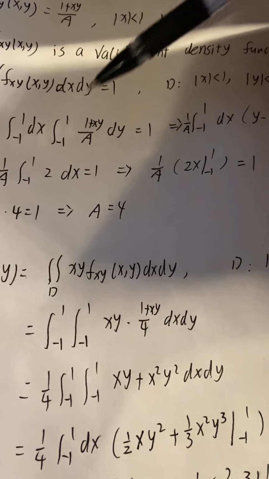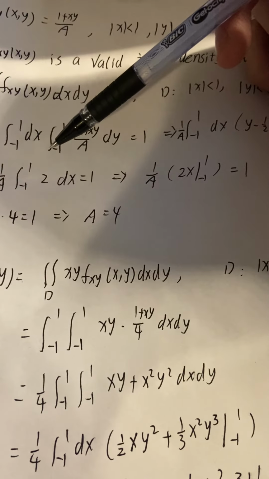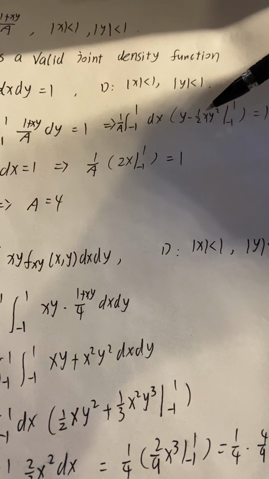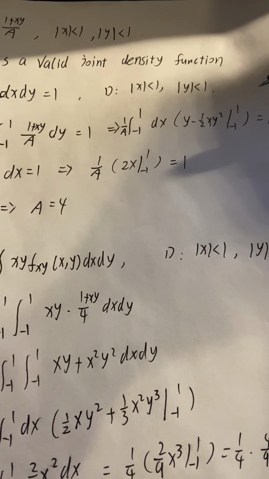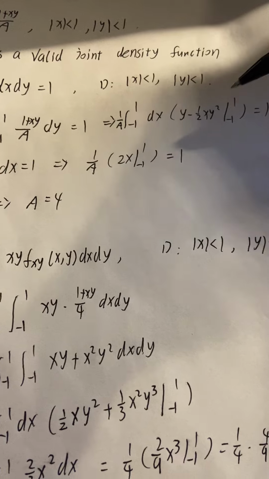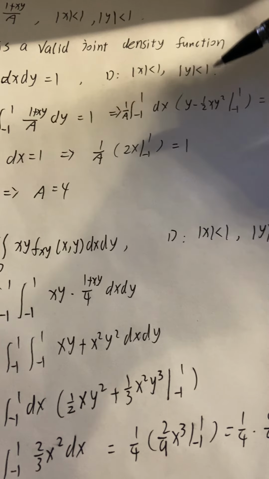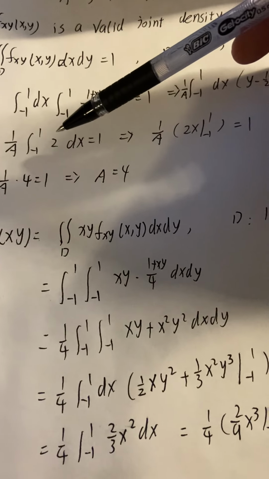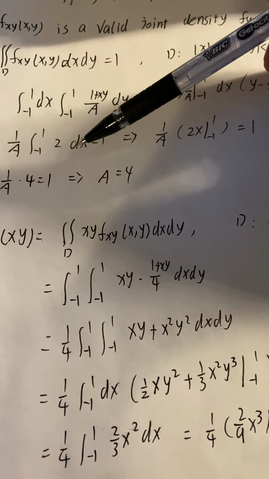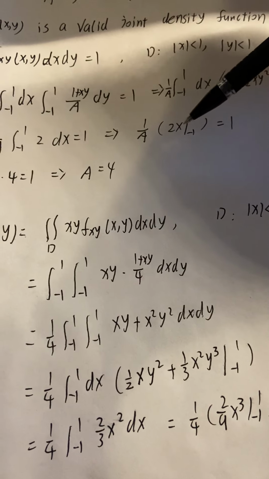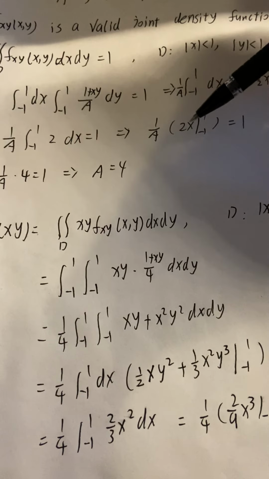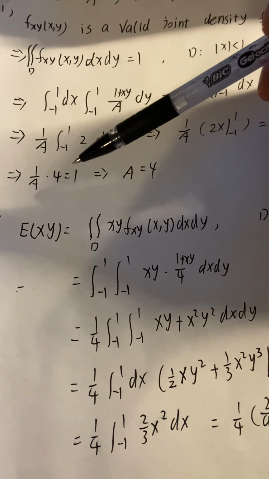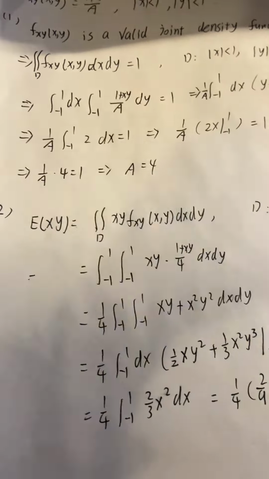We calculate this integral first, and it will be y plus 1/2 times x times y squared, where y is from -1 to 1. So this term will be 2, and then we can calculate the next integral. This integral will be 2 times x, where x is from -1 to 1, so it will be 4. So 1/a times 4 is equal to 1, so a is equal to 4.